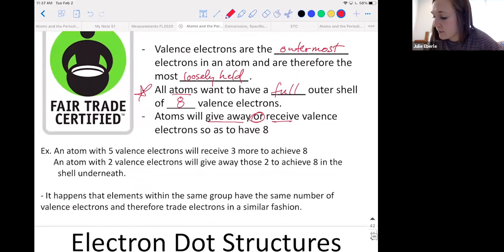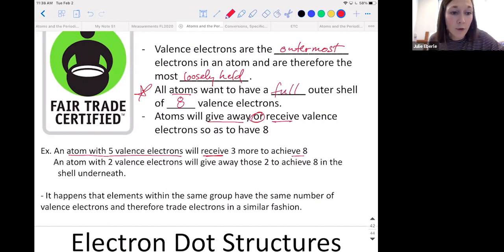All right, for example, an atom with 5 valence electrons. Somebody give me an example of what element this could be. What element could I be talking about? Matt says nitrogen. Summer says, yeah, nitrogen. Because it has 5 and it wants 8, it will receive 3 more. So it needs to go interact with some other atoms that are looking to give away electrons to receive 3 more so that it can achieve the octet, or the 8.